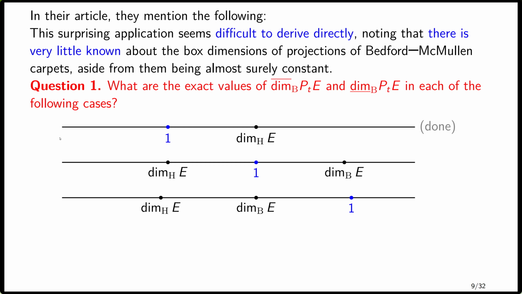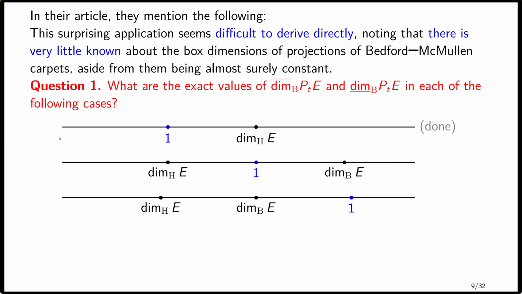So for example, for this case, is it possible that the box dimension of a projection, so is it possible that the box dimension profile of E is strictly greater than the Hausdorff dimension of E, but strictly less than 1?